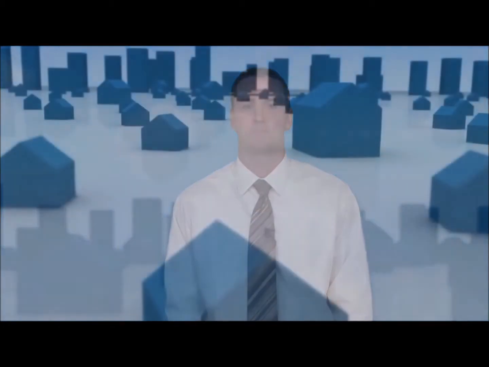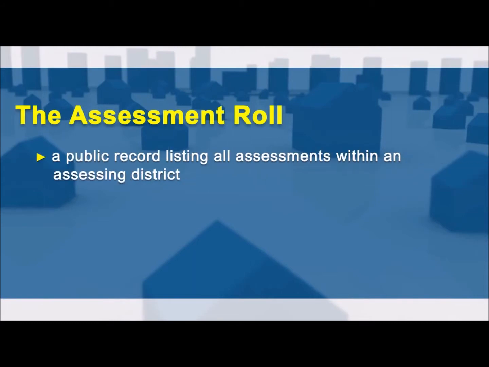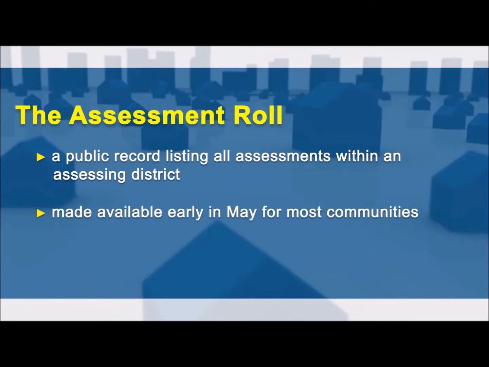If your community assesses at 100% of market value, the total assessed value of your property should be roughly equal to its market value. If assessments are not at market value, you can use the market value listed on the assessment roll as a starting point to determine if you've been assessed fairly. The assessment roll is a listing of all assessments in your community. And in most communities, this listing is first made public in the beginning of May.